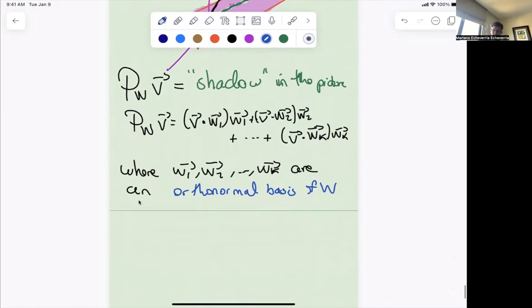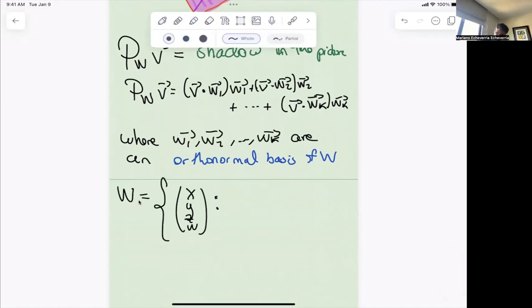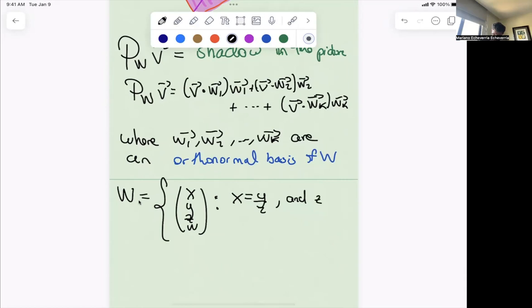So let's try to do this in an example. Let's say, for example, W is the set of vectors X, Y, Z, W where the condition for a vector to be in this vector space is that the first entry is half the second entry, and the third entry is 2 times the fourth entry, right?